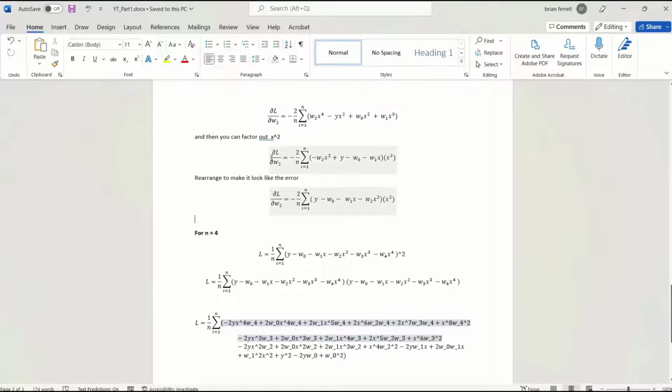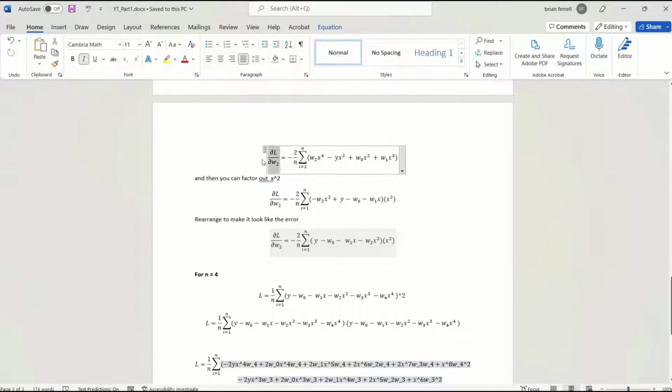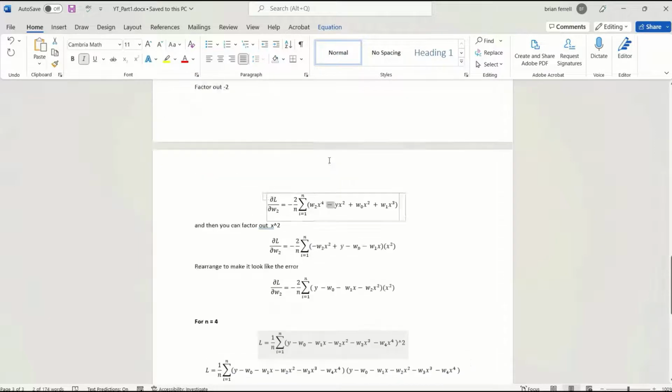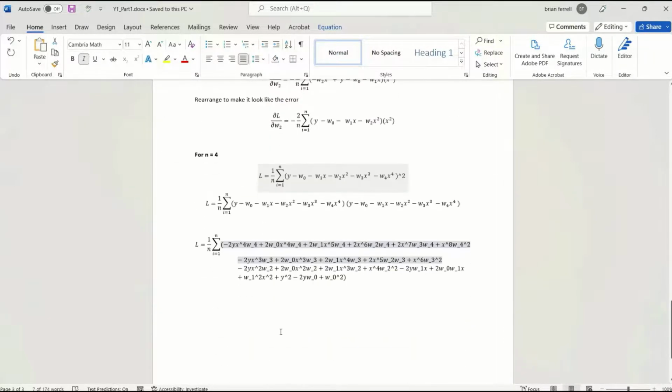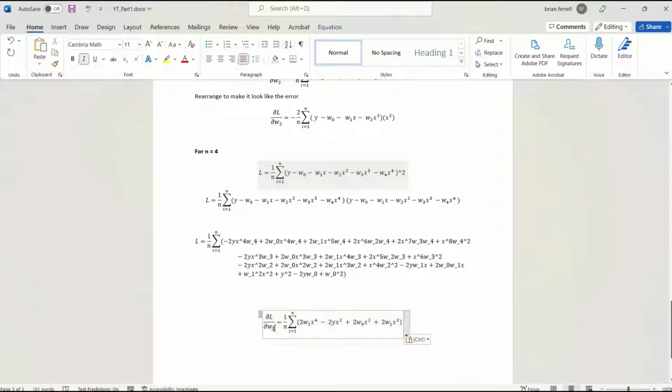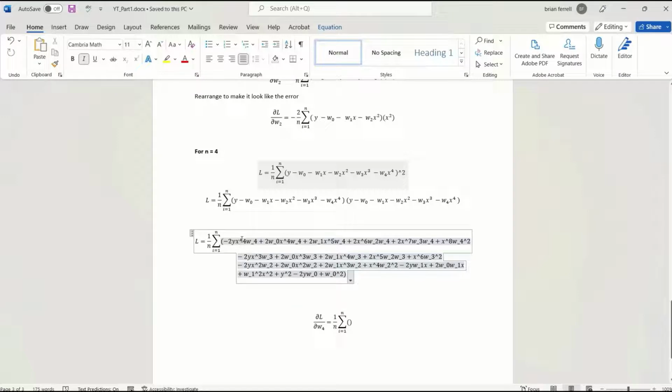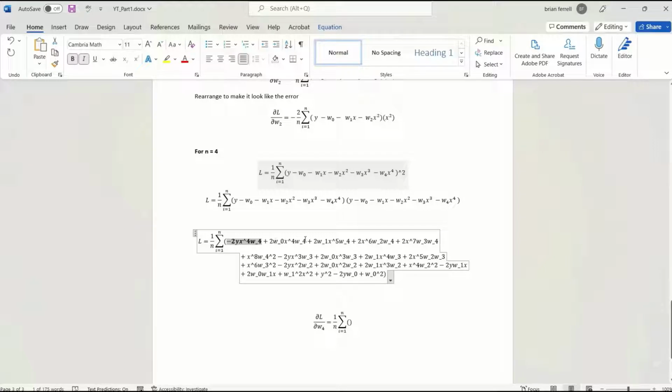So now I'll take this and put it right there. And so now we want the partial derivative of our loss with respect to weight 4, right? So if I get rid of this, it's easier just to highlight. Wherever I see a weight 4, I'm going to bold it. Weight 4, weight 4, weight 4. There's a lot of weight 4s. Okay, weight 4.